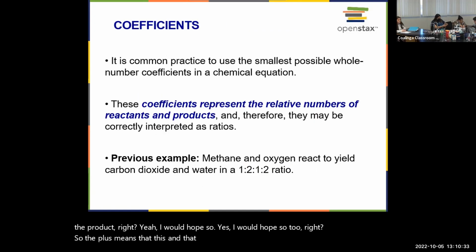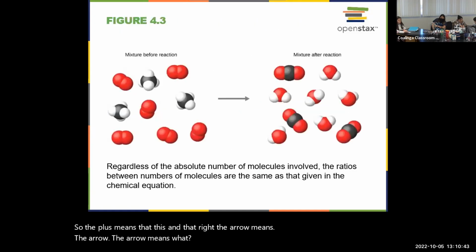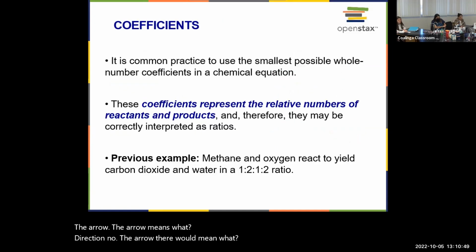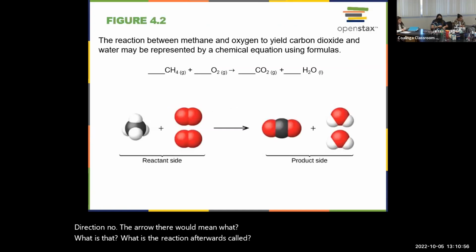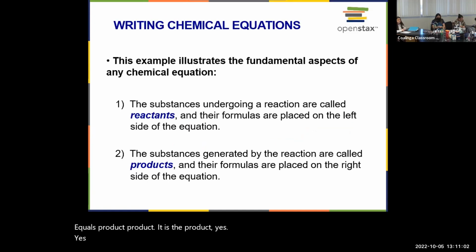The arrow means what? Direction. No, the arrow there would mean what? Make sure it's the reaction afterwards. What is the reaction afterwards called? Mathematically speaking, it's the equals. Product. It is the product, yes. But we will never use an equal sign.